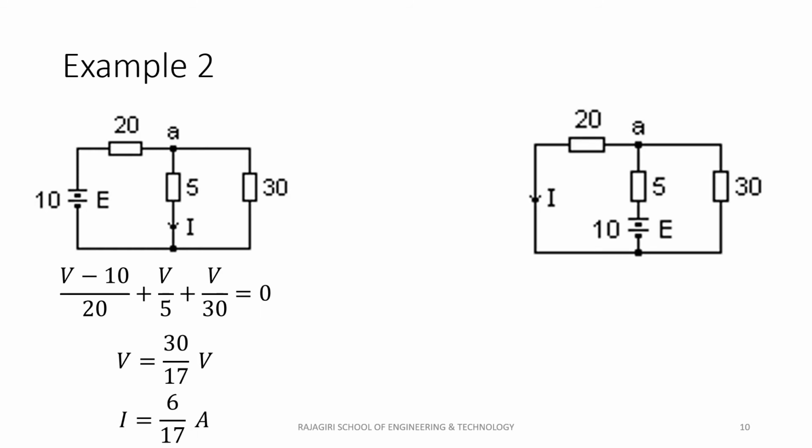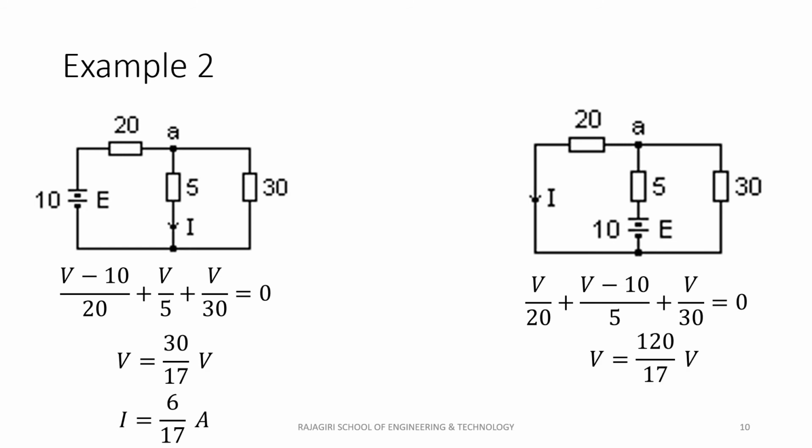In the second circuit, obtained by interchanging the excitation and the response, the nodal equation is given by V by 20 plus (V minus 10) by 5 plus V by 30 is equal to 0. Solving, we get V is equal to 120 by 7 volts. Now, I is equal to V by 20, which is again equal to 6 by 17 amperes. Hence, reciprocity theorem is proved. Note here that the nodal voltage, although different in the two cases, the measured response is the same.